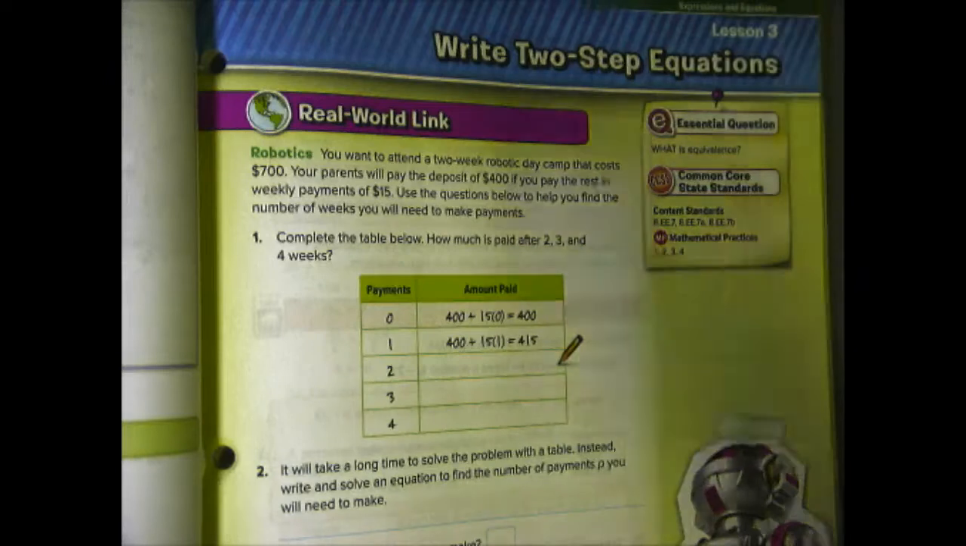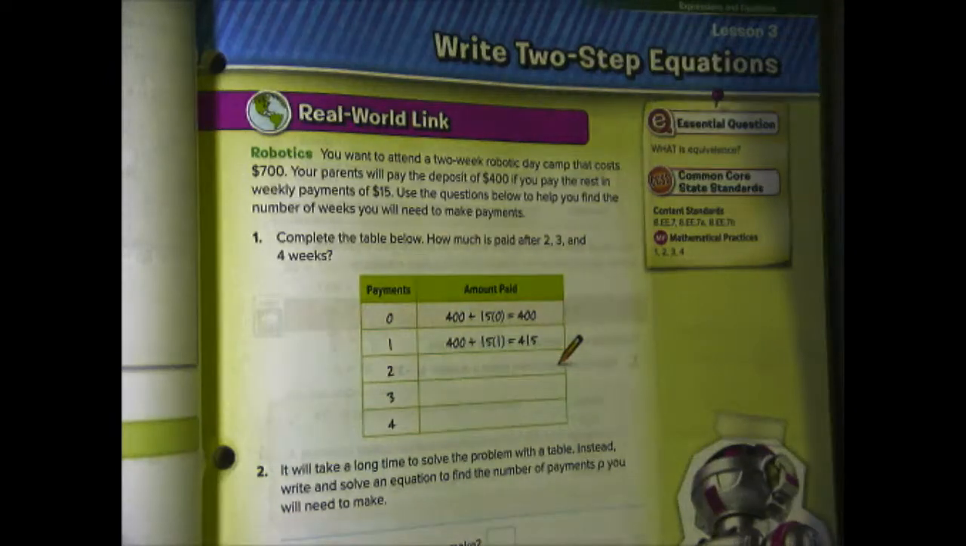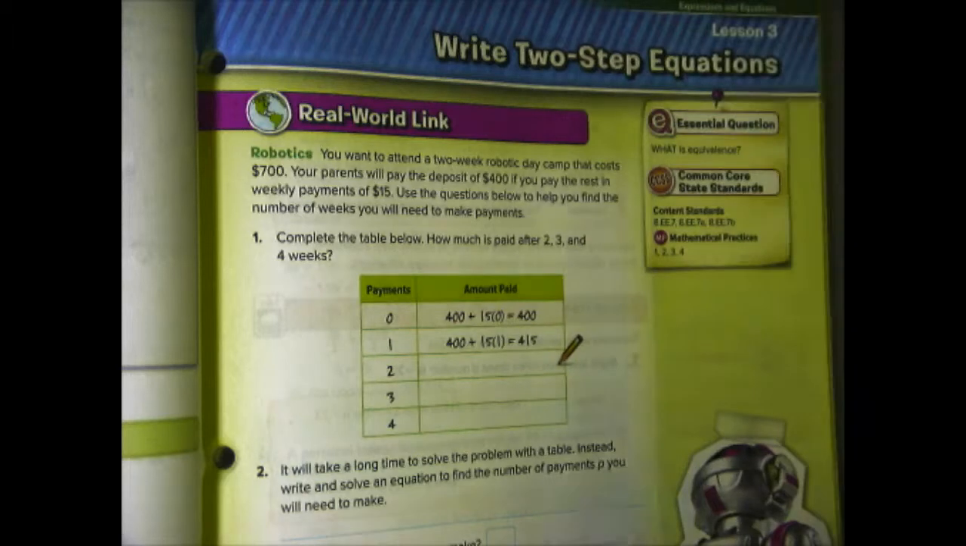It says, you want to attend a 2-week robotic day camp that costs $700. Your parents will pay the deposit of $400 if you pay the rest in weekly payments of $15. Use the questions below to help you find the number of weeks you will need to make payments. Number 1, complete the table below. How much is paid after 2, 3, and 4 weeks?